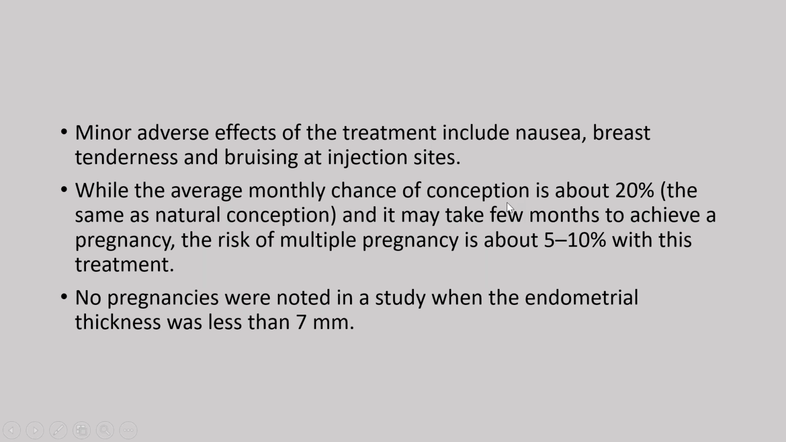So the average monthly chance of conception is about 20%, the same as natural conception. So once you make these patients ovulate, the chances of conception are equal to normal conception, and it may take a few months to achieve a pregnancy. Risk of multiple pregnancy in these patients is about 5 to 10%. And the endometrial thickness should be adequate, at least 7 millimeters. Because these patients have low estrogen levels, it is good to give estrogen for 2 to 3 cycles, so that you prime the endometrium and then induce the ovulation. That way you can get better results, because at least 7 mm of endometrial thickness is required to attain the pregnancy.